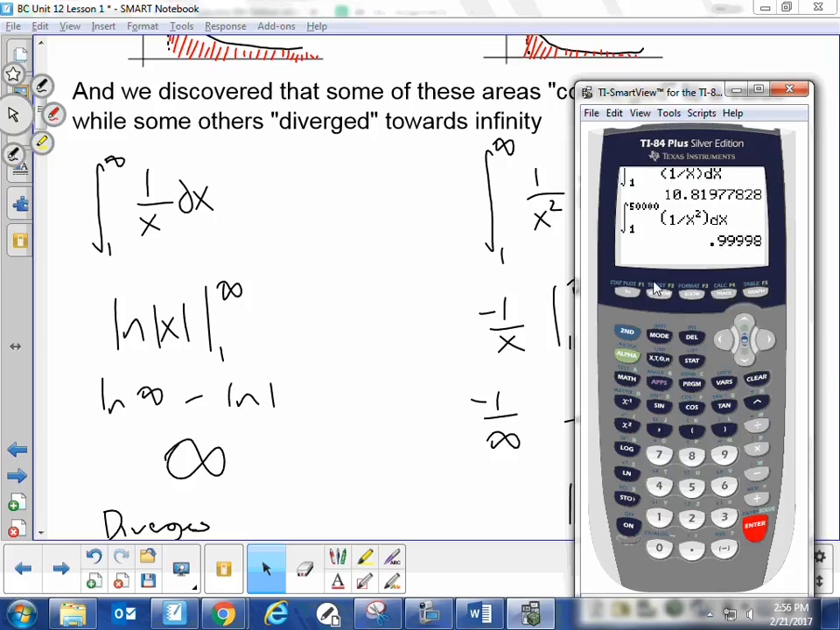Okay? And just to confirm that this is not going to converge to a value, I'll add another 0. And we'll see, we'll get a bigger number. Not going to get closer to 11. Now we're up to 13. Okay? So it just continues to add area, it will never converge toward the number.